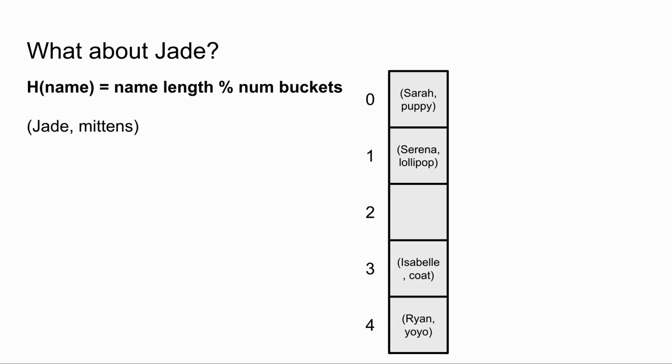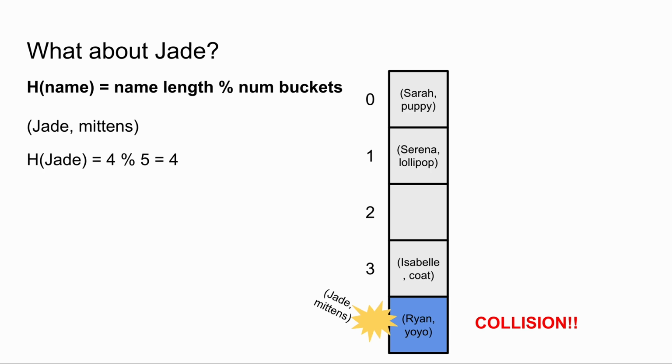Let's try inserting the key-value pair Jade Mittens into our hash table. Jade hashes to 4, so we insert Jade Mittens into the bucket with index 4. But wait, Ryan Yo-Yo is already there. Collision!